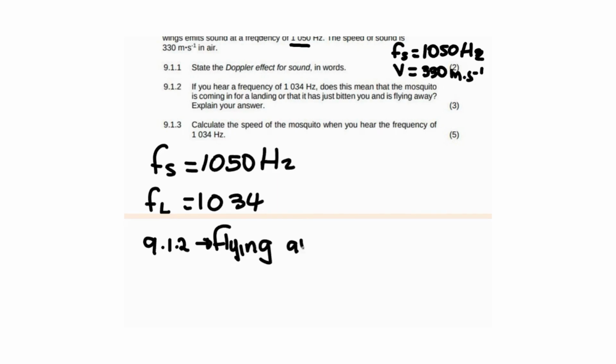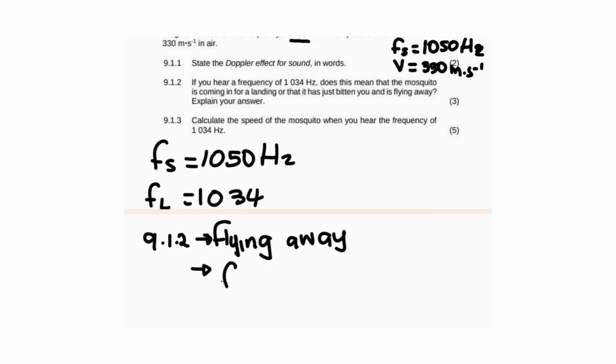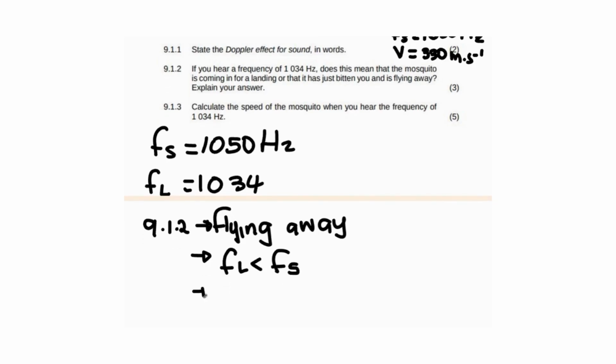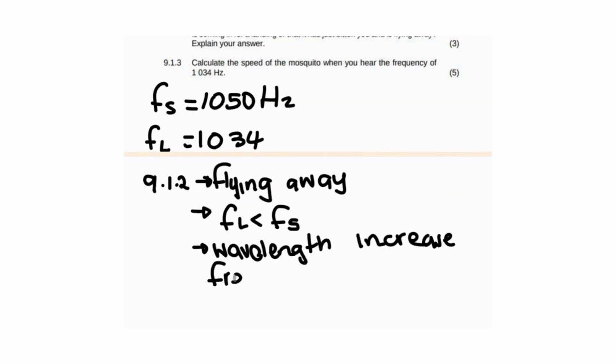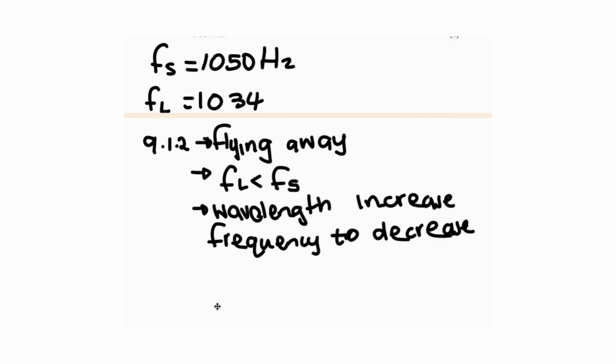It is flying away, and we need to give reasons. Firstly, the frequency of the listener is smaller than the frequency of the source, meaning the wavelength increases, causing frequency to decrease. Okay guys, we need to write this in words. That is it. We got the 3 marks. We even gave them an extra point.